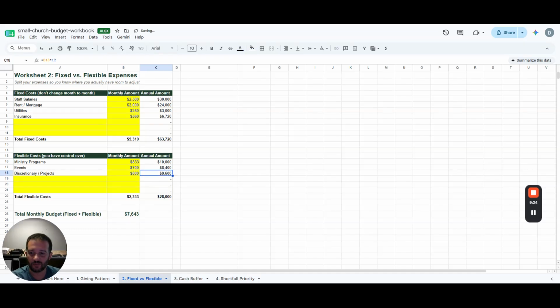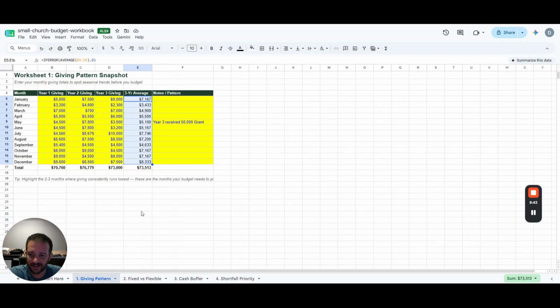All right. So we now have a fixed monthly budget of $7,643. What that is, it's $5,310 of fixed cost, $2,333 of flexible cost, and that's where we come out. All right. Now the question becomes, does that fit? Right? Do we have enough money?